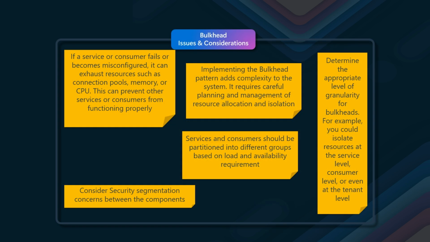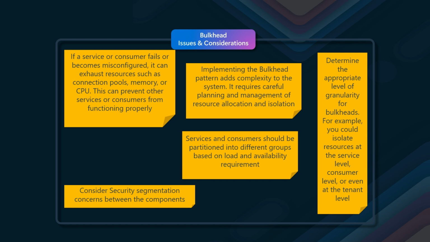So the bulkhead pattern is designed to improve the resiliency of an application by isolating different parts of the system to prevent a failure in one part from cascading to others. So let's take a look at some of the issues and considerations when implementing the bulkhead pattern. First, resource exhaustion. If a service or consumer fails or becomes misconfigured, it can exhaust resources such as connection pool, memory, or CPU.